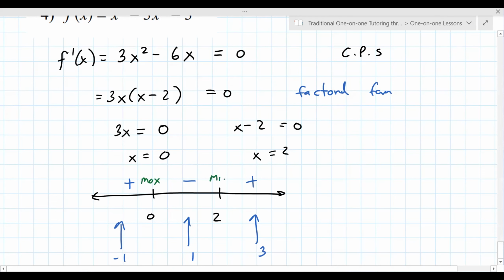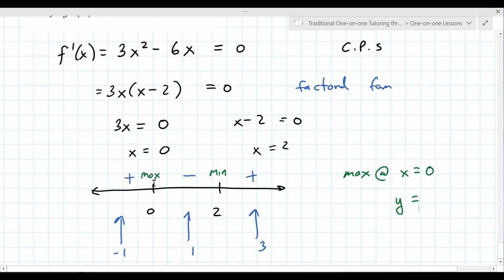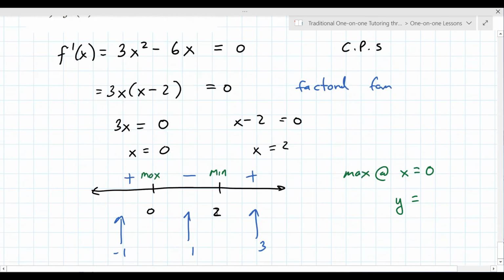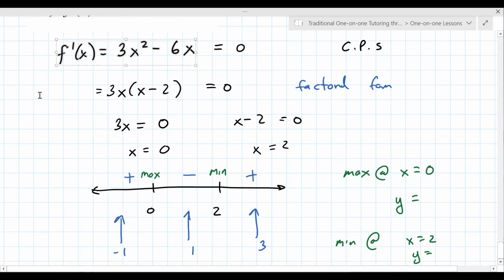Now, if I wanted the y value of the max, right now there's a max at x equals 0. How do we find the y value? We have to go back to the original function. This just tells you where it is, but you want to know what it is. You put 0 back into the original to get that. And if I know there's a min at x equals 2, you've got to go back to the original function and plug 2 in to get the min value. Is that okay? Yeah.